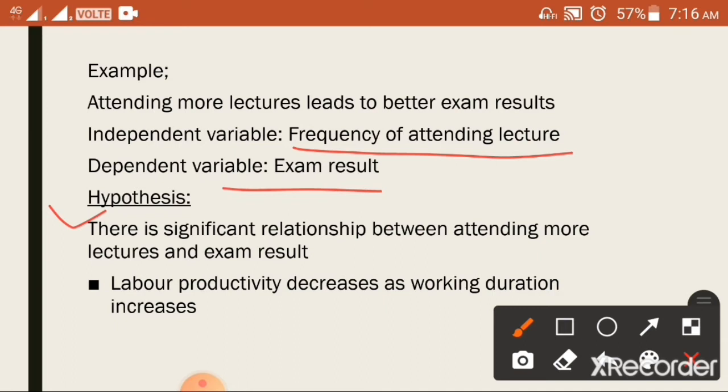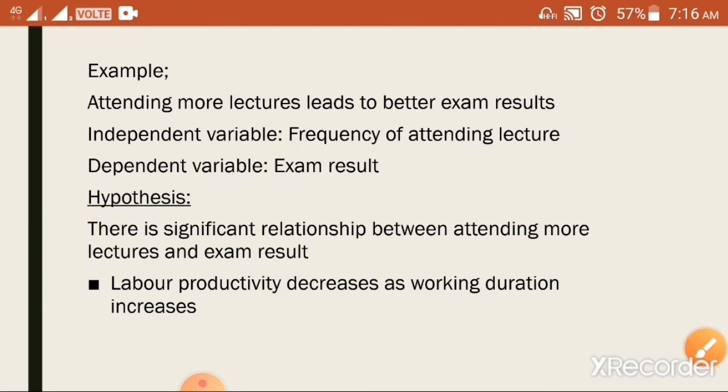An example related to business. Labor productivity decreases as working duration increases. There may also be a relationship between labor productivity and working duration. This is also our guess. There may not be any relationship between labor productivity and working duration.